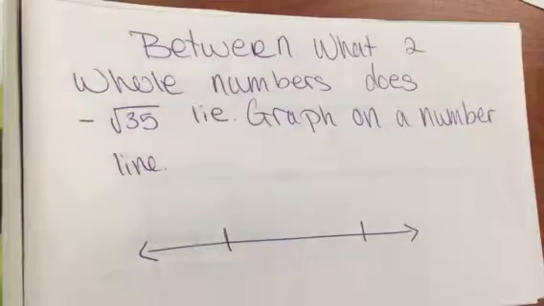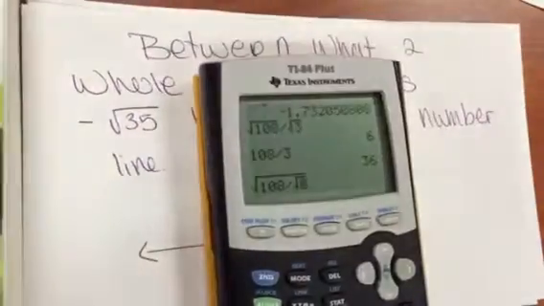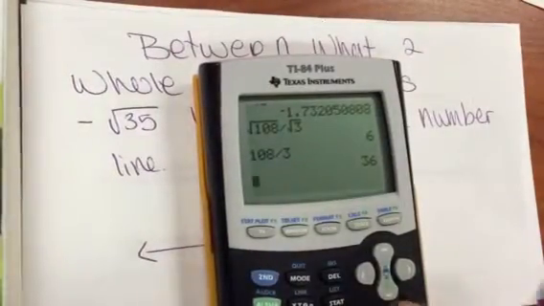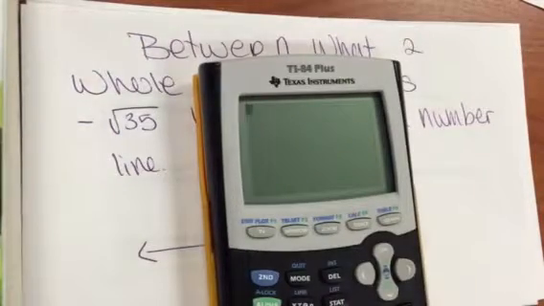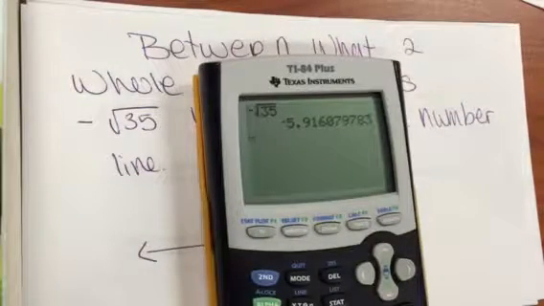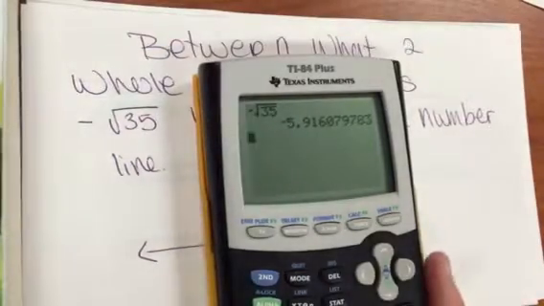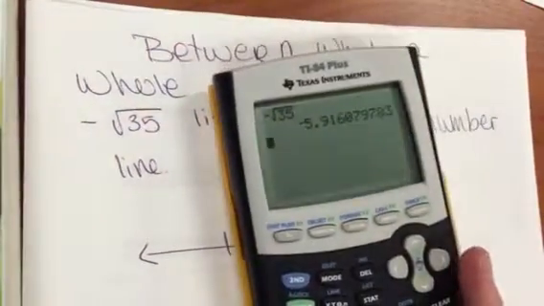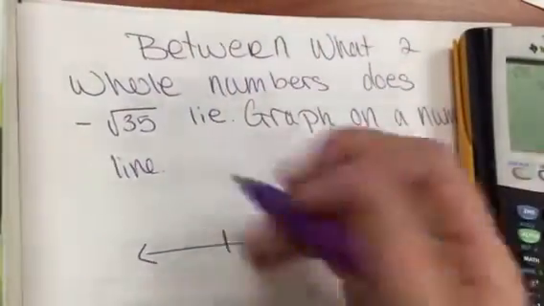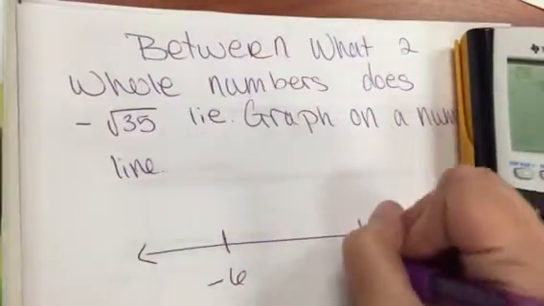So Ms. Green, how do we solve this? Look at that, a handy dandy calculator. So negative square root of 35 equals negative 5.916079783. Ooh, that's a big number. It's irrational. So I'm going to stick it between which two integers? -5 and -6. So -6, -5.